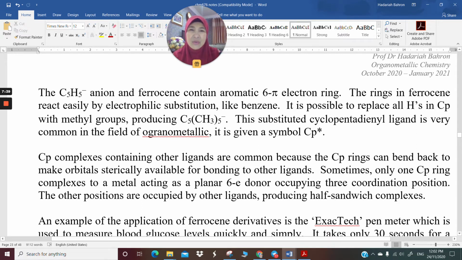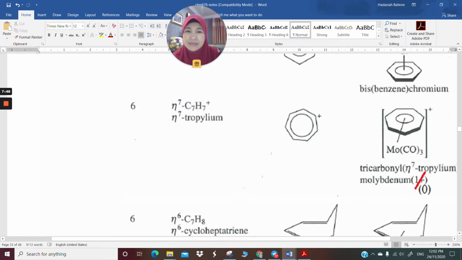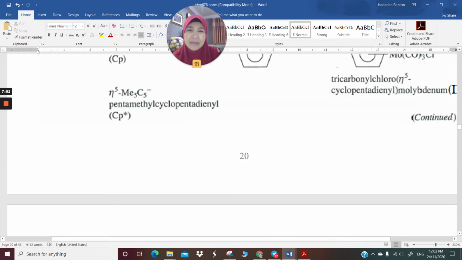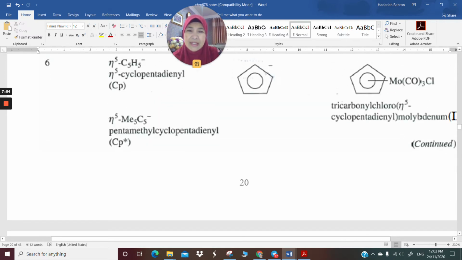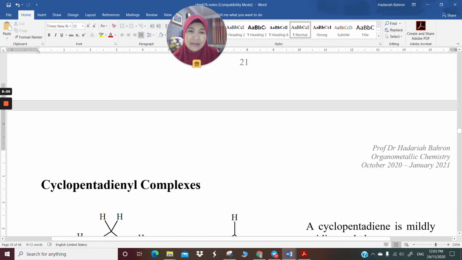This is what I was talking about in my lecture 5 when I went through the table at the top here. There is a table here. We have Cp, cyclopentadienyl here, and Cp star as pentamethylcyclopentadienyl. Back to the ferrocene.